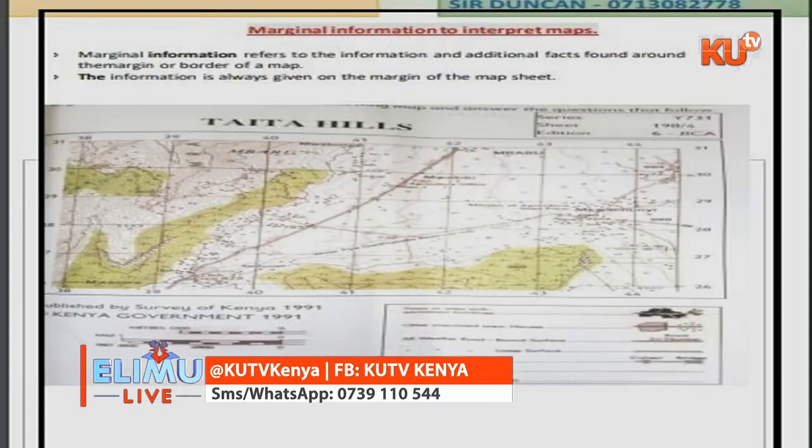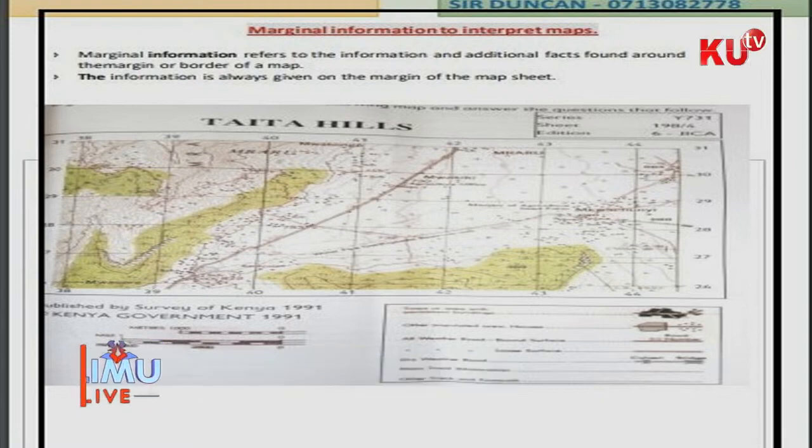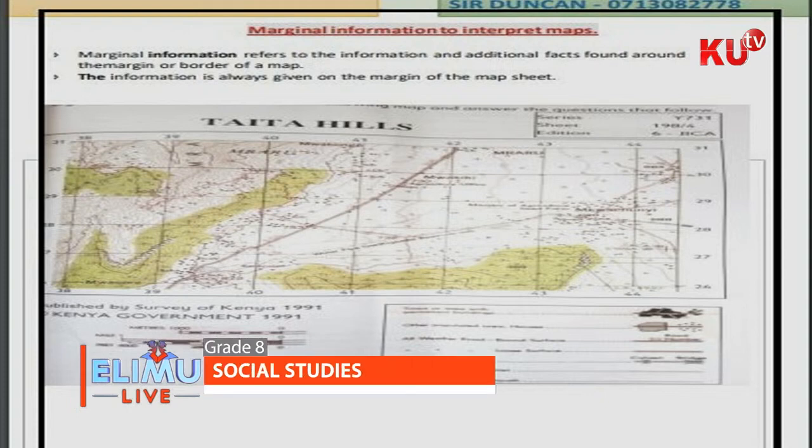If you look at the map of Taita Hills, on your left hand side, we can see the publisher, published by Survey of Kenya 1991, down on your left hand side. So the publisher is the person or the company that published the map. For instance, in this case, this map was published by Survey of Kenya.